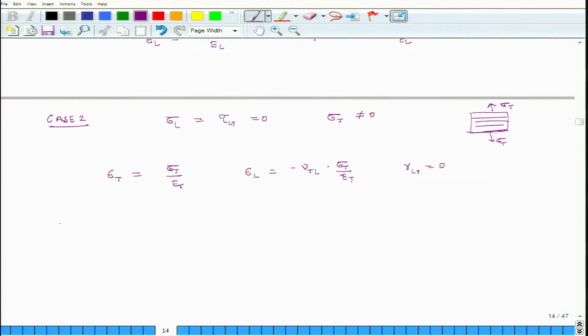The third case is that of a pure shear stress. So, here sigma L equals sigma T is equal to 0, only shear stress is present. And so this is my L axis and I am applying a shear stress.